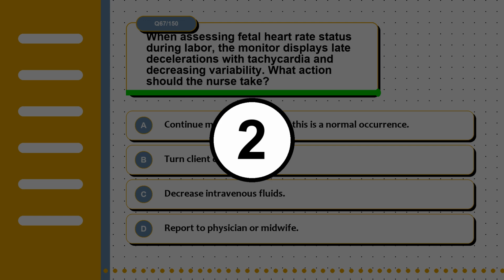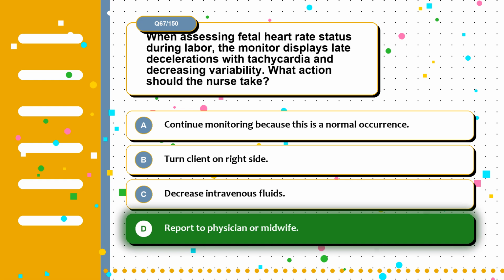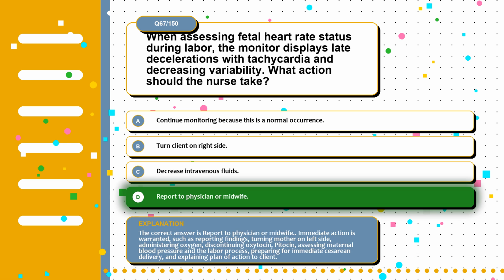The correct answer is option D, report to physician or midwife. Immediate action is warranted, such as reporting findings, turning mother on left side, administering oxygen, discontinuing oxytocin, pitocin, assessing maternal blood pressure and the labor process, preparing for immediate cesarean delivery, and explaining plan of action to client.